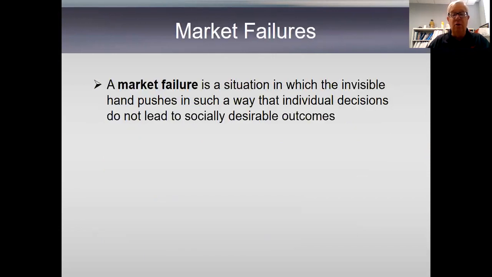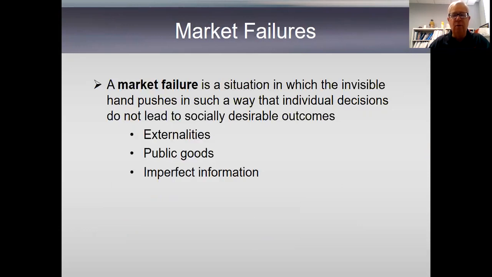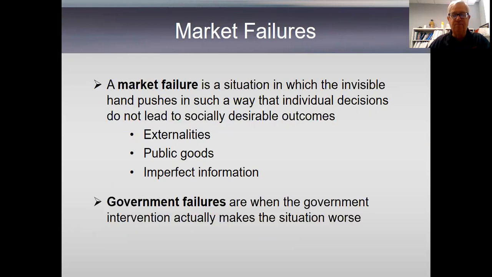So let's start with the definition. Market failure is a situation in which the invisible hand acts in such a way that we're not getting socially desirable outcomes. Some of the reasons for that are, as we mentioned earlier, externalities. Another reason may be public goods that we're going to talk about a little bit later. And then finally, the fact that there may not be good information passing back and forth between buyers and sellers. A government failure is when the government tries to help, but actually makes the situation worse.